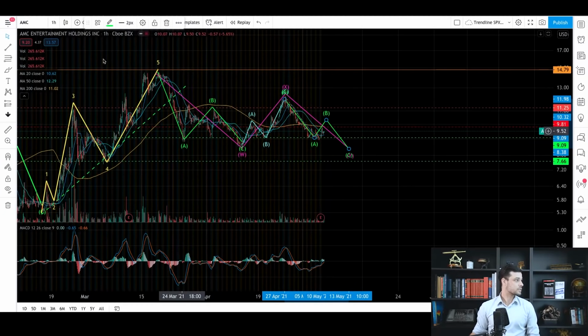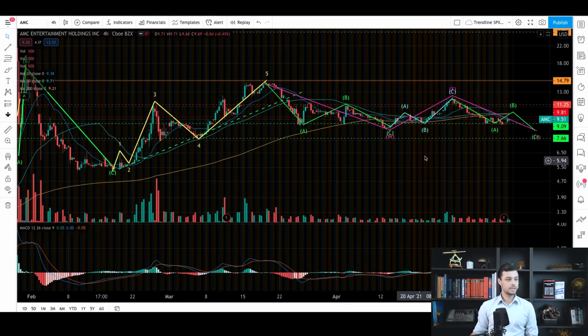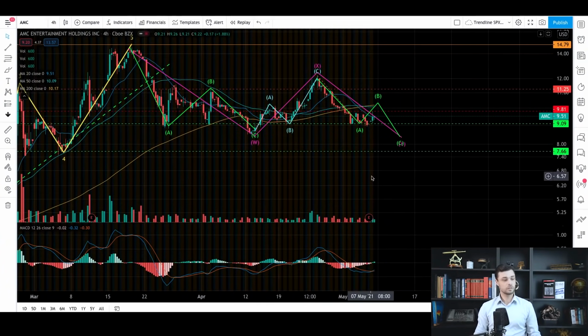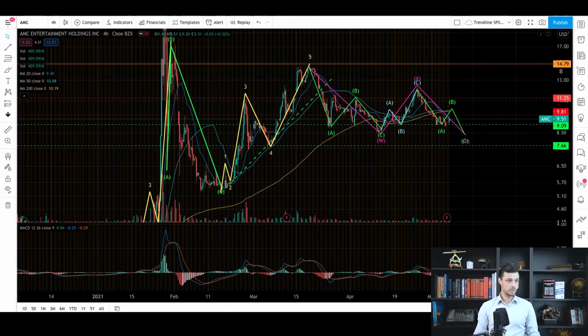Alright guys, so this is AMC. Let's start on the forward time frame as usual, and let's do a bit of Elliott wave counting first, and then let's zoom in a little bit and see what kind of signals we can find on the shorter term. So the first thing, let me just quickly show you guys what I'm doing here.